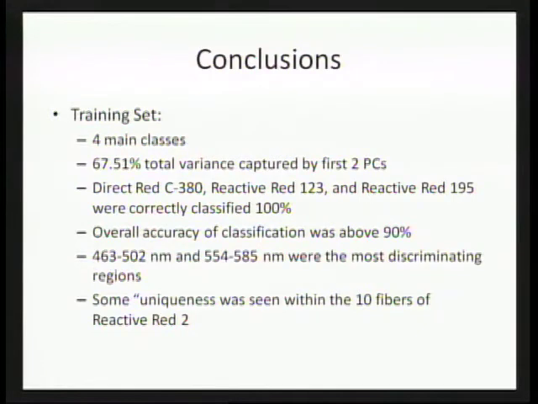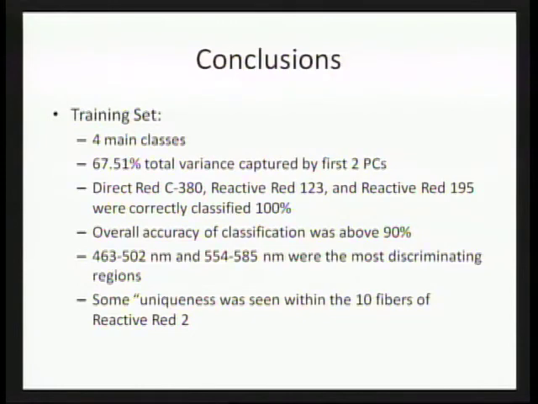There were 4 main classes in our main training set. 67.51% of total variance was captured by the first PCs. You saw some dyes like direct red C380, reactive red 123, and 195 were correctly classified 100% of the time, and that's really encouraging. Our overall accuracy was also above 90%, and that's really what you want to see. The wavelengths of most discrimination are listed here, and as you may remember, they were on the rise and fall on the sides of the apex.